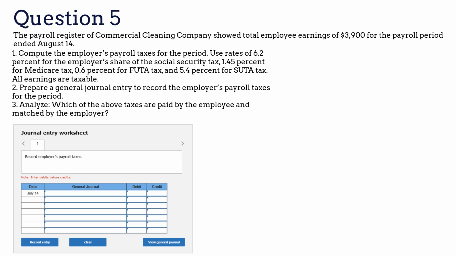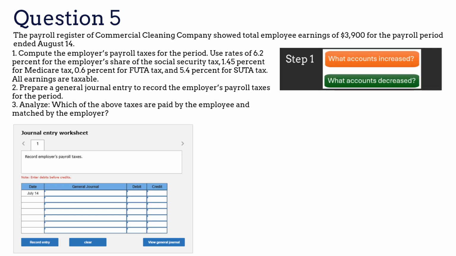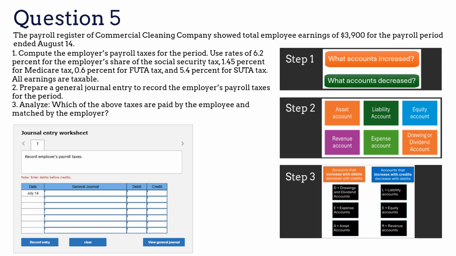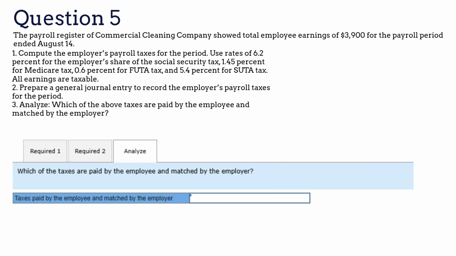Next, you'll prepare the general journal entry to record the employer's payroll taxes for the period. Make sure you analyze the transaction first and determine what accounts increased or decreased, the account types for these accounts, and look at the dealer mnemonic to figure out whether to debit or credit. Then, for the third part, you need to analyze the taxes that are paid by the employee and matched by the employer. Do you recall what they are?